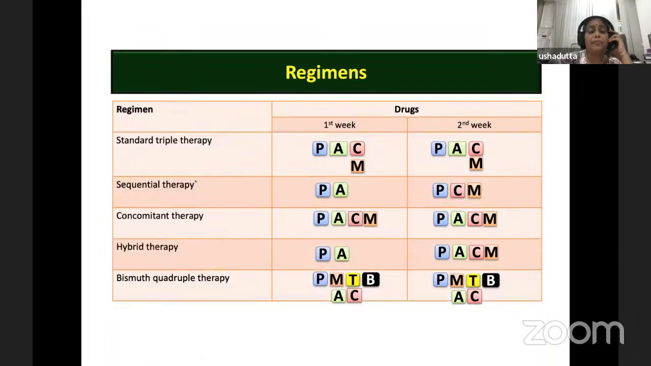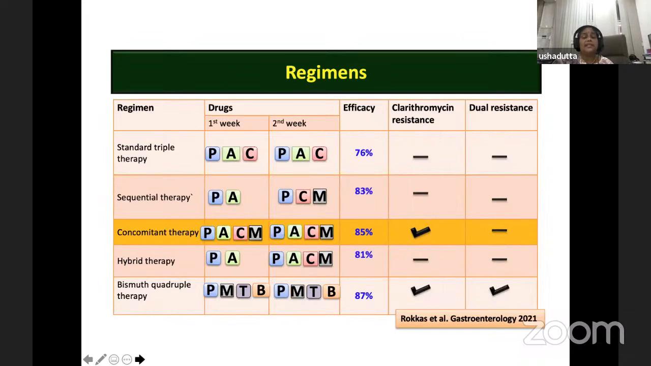The bismuth quadruple therapy basically has PPI, metronidazole, tetracycline, and bismuth. You can substitute the metronidazole with amoxicillin and tetracycline with clarithromycin. So bismuth quadruple therapy basically has PPI, bismuth and 2 other antibiotics. That's in a nutshell bismuth quadruple therapy. The regime we use most often is concomitant therapy, with 85% efficacy, and here I usually substitute the metronidazole with bismuth.